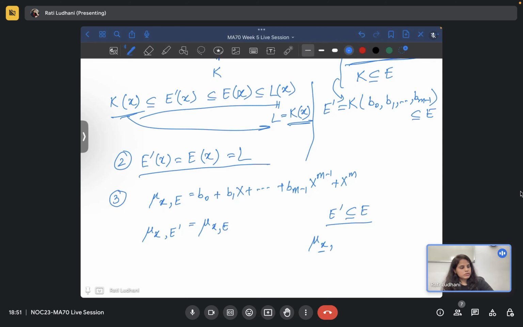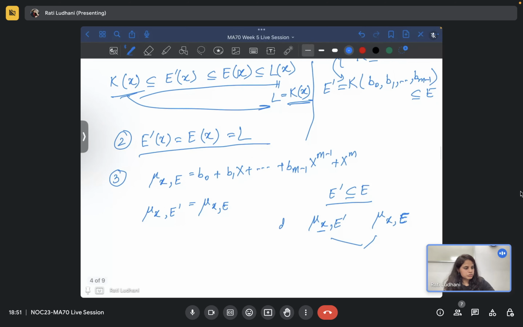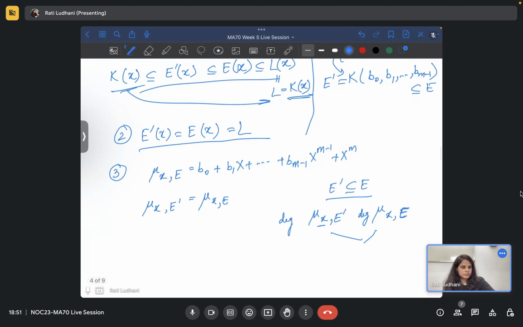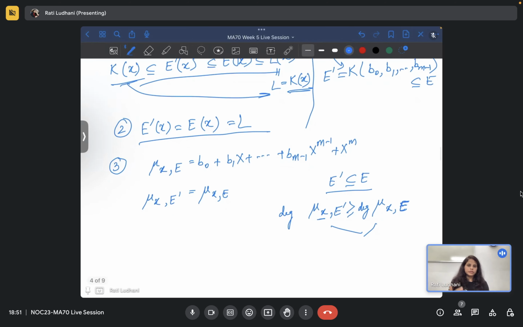So when you look at mu(x, E') and mu(x, E), which degree can you say will be bigger? If I write this, which side? Greater than or equal to, exactly. Why? Because E' is smaller than E, so the coefficients are limited for E' compared to E, right?